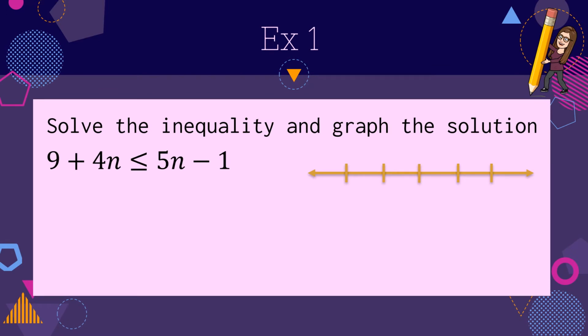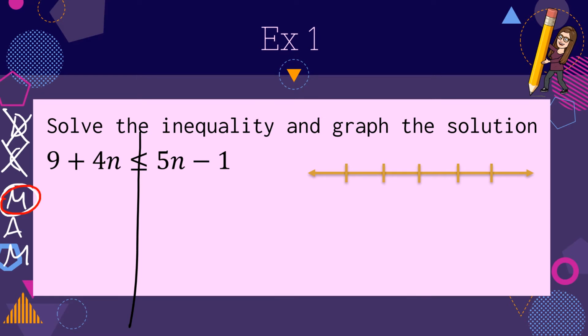So let's jump right into the examples. So first step, I'm going to keep going through the don't call me after midnight. Okay. First of all, we don't have any distribution. I don't have any combining on either side, so we're going to jump right into the move step. So we're going to move a variable. So I could either subtract 4n or subtract 5n. It's up to you. It doesn't matter. I'm going to choose to subtract 4n.